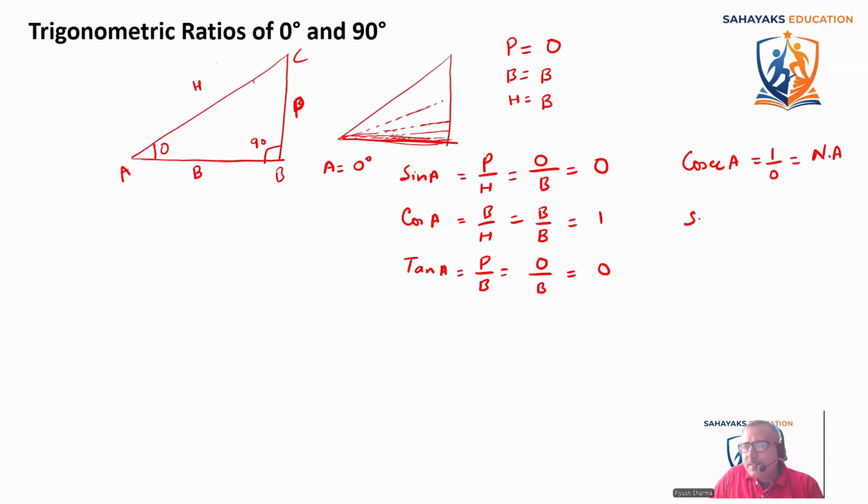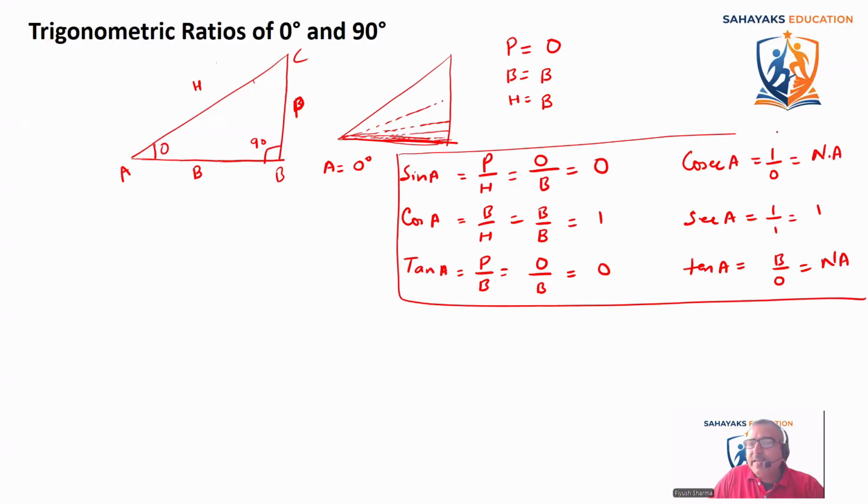Similarly, sec A will be equal to 1 divided by cos A, that is 1 by 1, which is equal to 1. Then comes cot A, which is equal to B divided by 0. That comes out to be again not applicable because the denominator has 0. So this entire thing we are finding for 0 degree. When the angle is 0 degree, what will be the trigonometric ratios? So this is the solution for it.